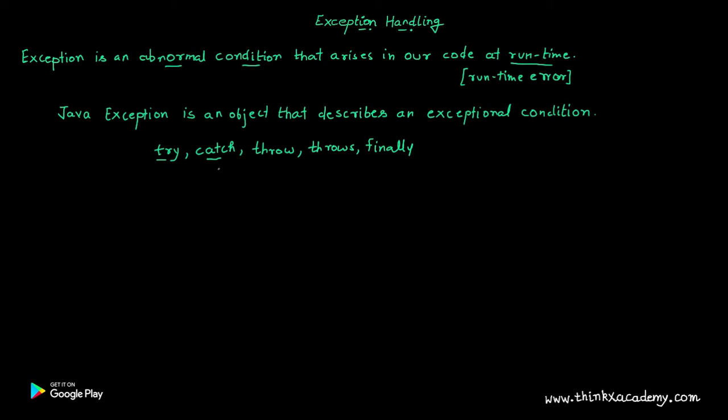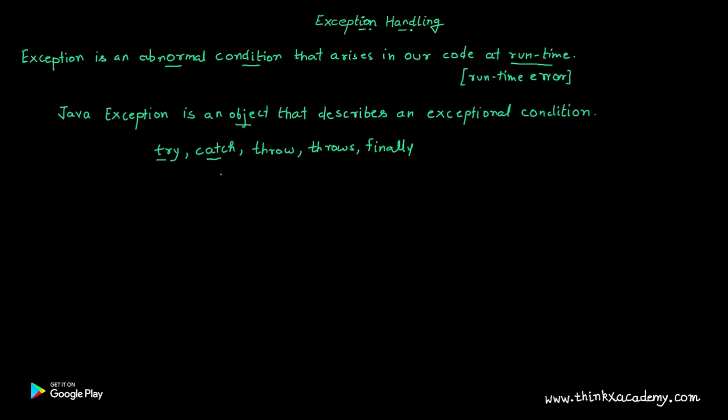Whenever an exception condition arises at runtime, an object will represent that exception. So what Java does is, whenever it encounters an abnormal condition or an exception at runtime, it creates an object that represents that exception. And that object particularly describes what that exception condition is. An exception can be generated by the Java runtime or can be manually generated by our code using try and catch.